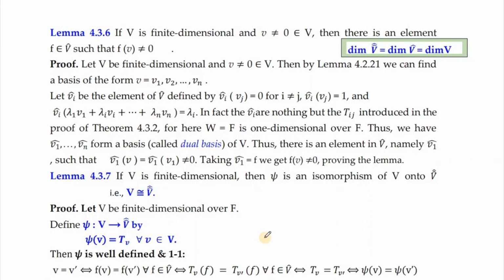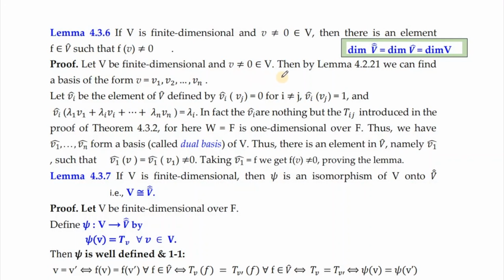So that is what we have in note 5. Now we will see lemma 4.3.6. If V is a finite dimensional vector space and v is a non-zero element in V, then we can find an element f in V cap. Remember, the elements in V cap are called linear functionals. So we can always find one linear functional such that the image of this v under this f is non-zero. v is non-zero, its image under f is also non-zero. Like that we can always find one linear functional. So that's what this lemma says.